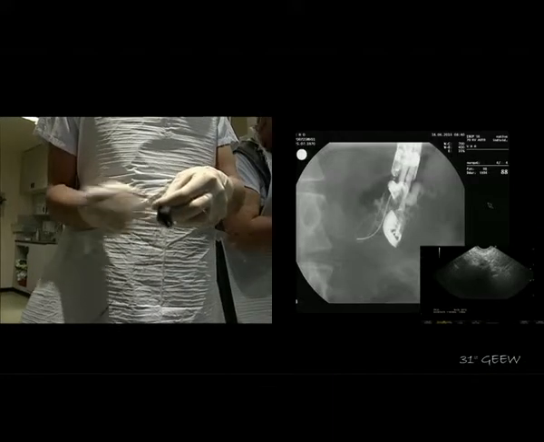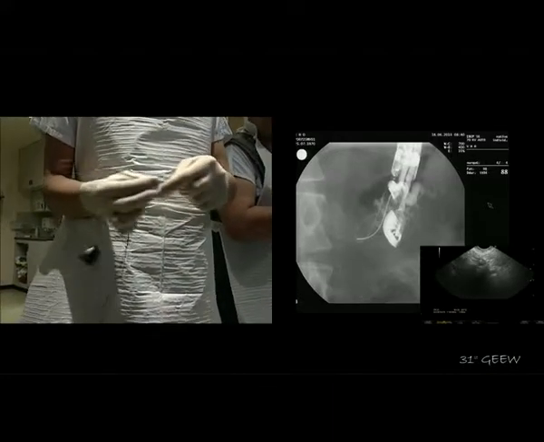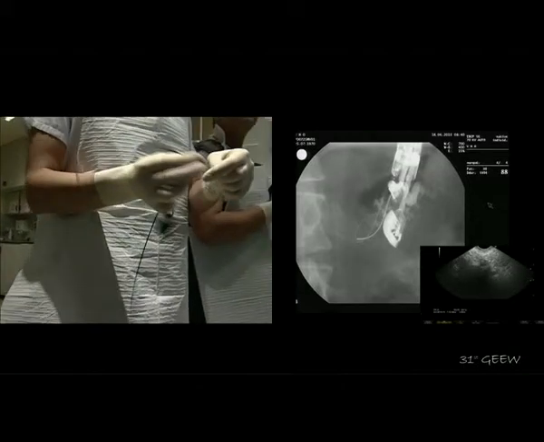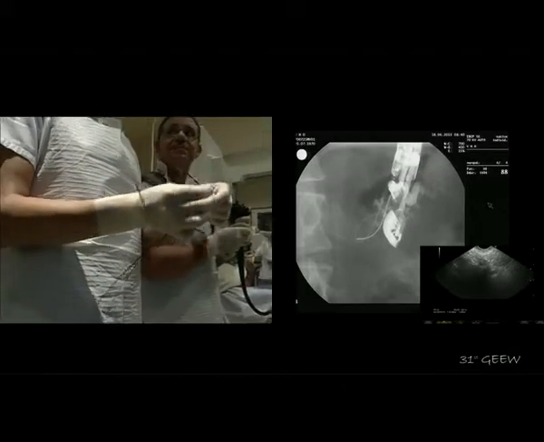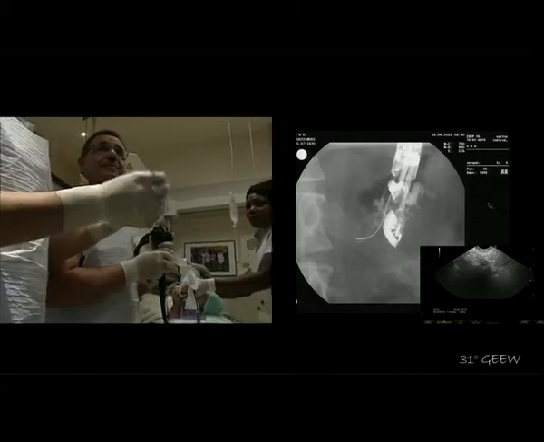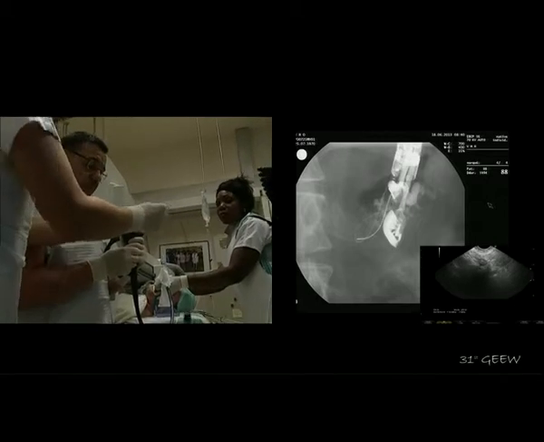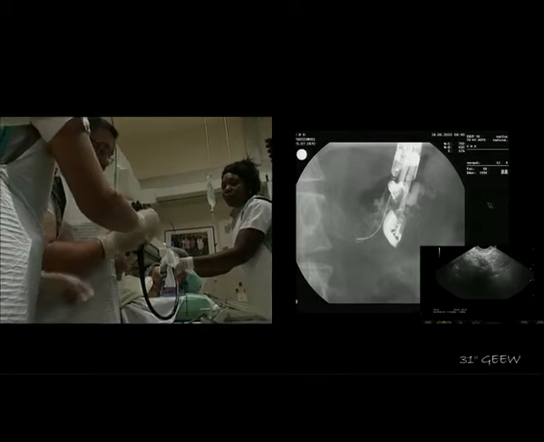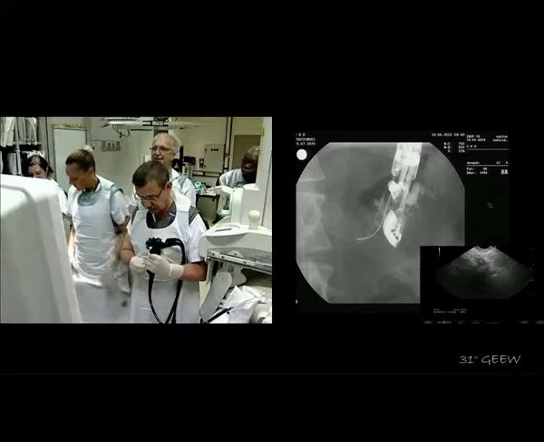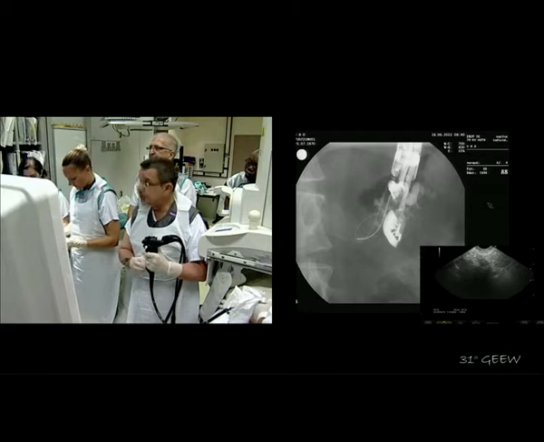This is the difference. This is probably one of the reasons why, when we have to drain a cyst which is communicating with the main pancreatic duct, usually we prefer to do a transmural drainage instead of a transpapillary drainage, because the transpapillary drainage depends on the patency of the stent, and the transmural drainage does not.